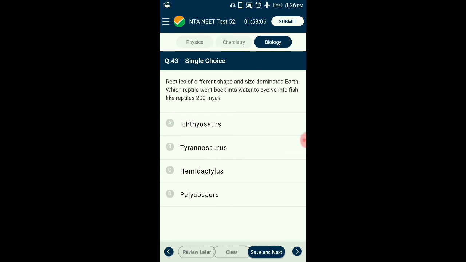Ichthyosaurus is a fish-like reptile that evolved from land reptiles which went back into water. Tyrannosaurus is the biggest dinosaur, a land reptile about 20 feet in height. So the answer for this question is option A, Ichthyosaurus.